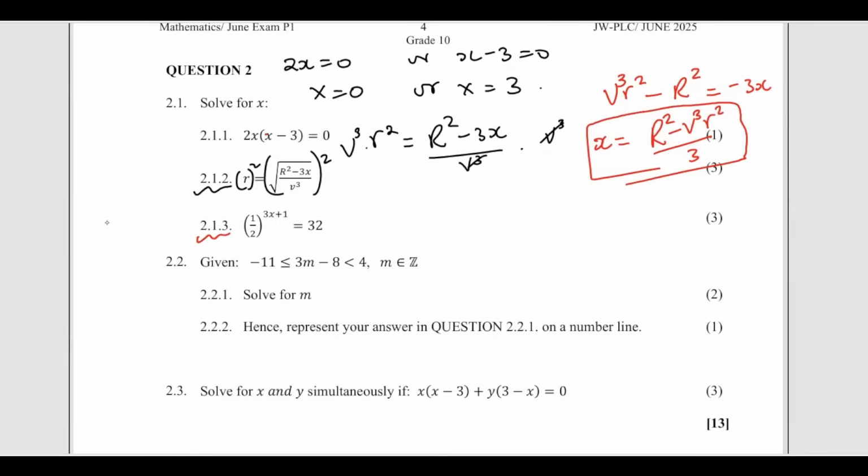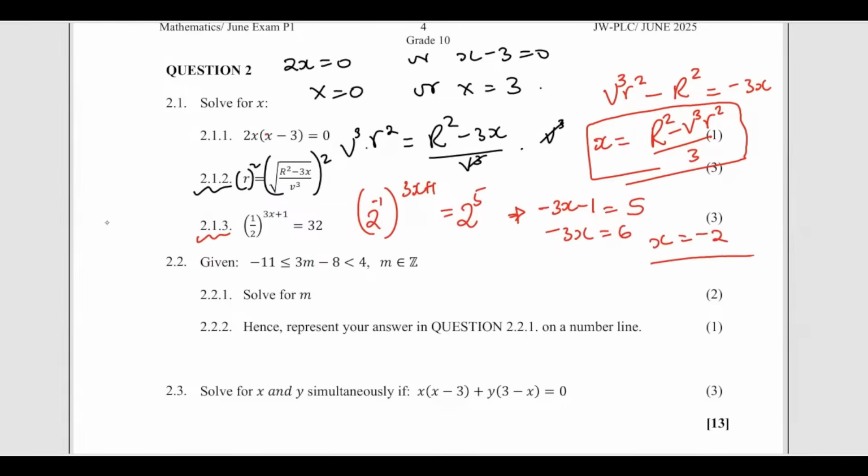2.1.3. What's going on here? So let's make this a base of 2, which is going to be 2 to the negative 1. But we have the exponent of 3x plus 1. 32 can be written as 2 to the exponent of 5. Let's introduce this exponent here, and then we drop the bases, meaning that we have a negative 3x minus 1 should give us a 5. We move the 1 that side, negative 3x is equal to 6, meaning that our x is going to be a negative 2.